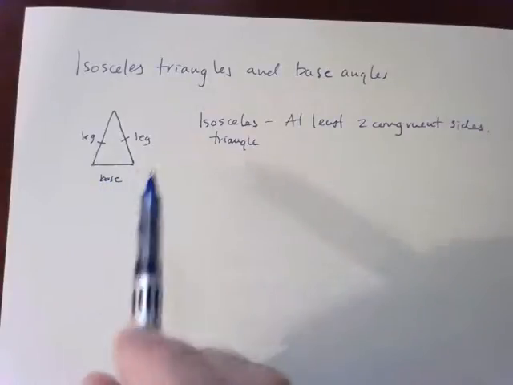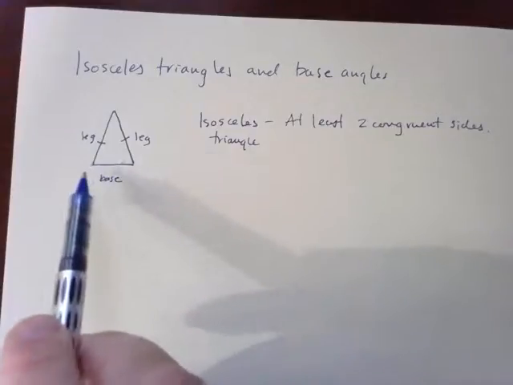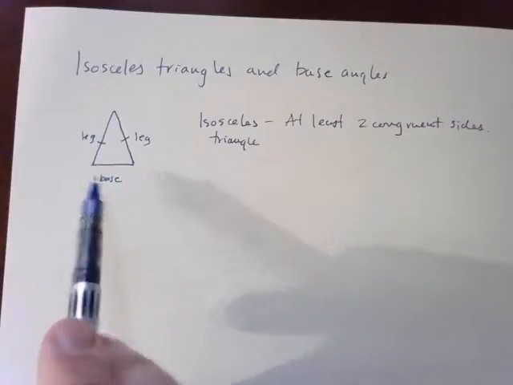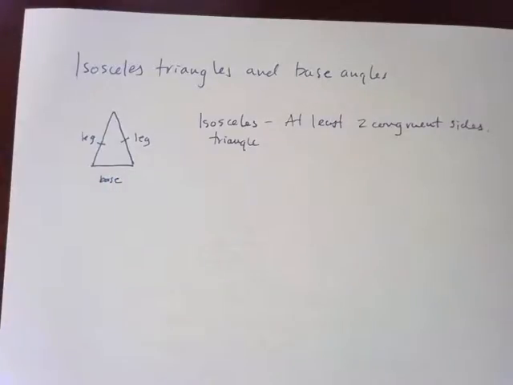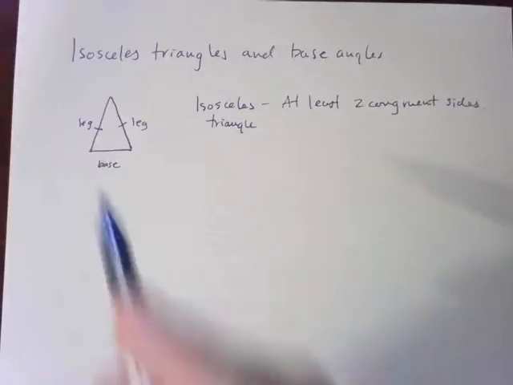And that's simply because we often draw an isosceles triangle so that the two congruent sides go up and the third side is sort of sitting on it like a base. It doesn't have to be in that orientation. I could turn this on its side and it would still be considered isosceles. I won't use these terms very often, but you should have at least seen them once.